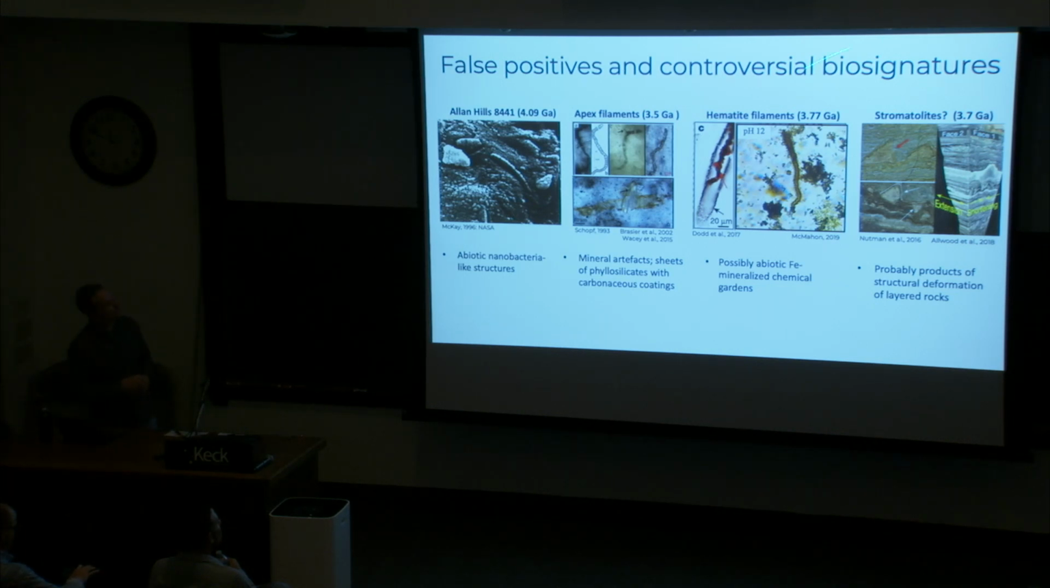The same thing is true for hematitic filaments that have been reported from 3.7 billion-year-old hydrothermal vent deposits from Greenland. Also there we see some very basic filamentous microstructures, and similar structures can actually also be formed in abiotic mineralized chemical gardens. These are processes that happen in pH-driven inorganic chemical reactions that can produce filaments that look quite similar.